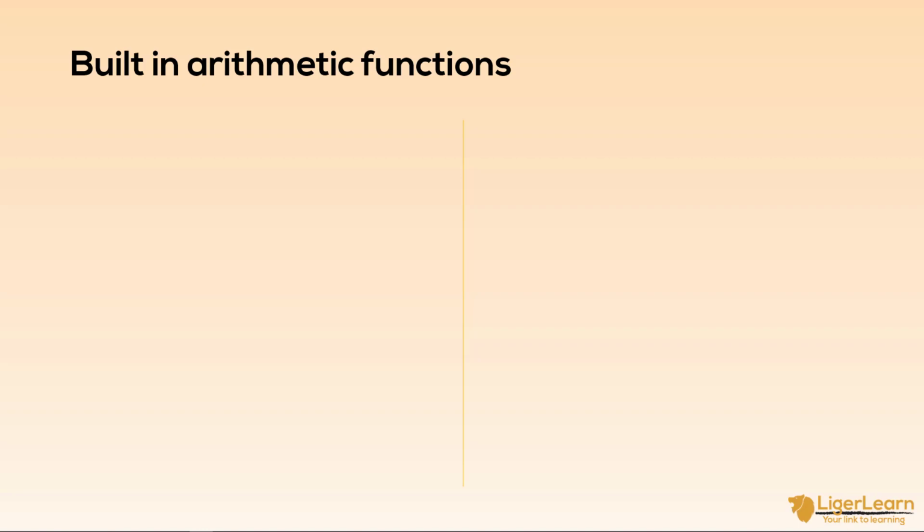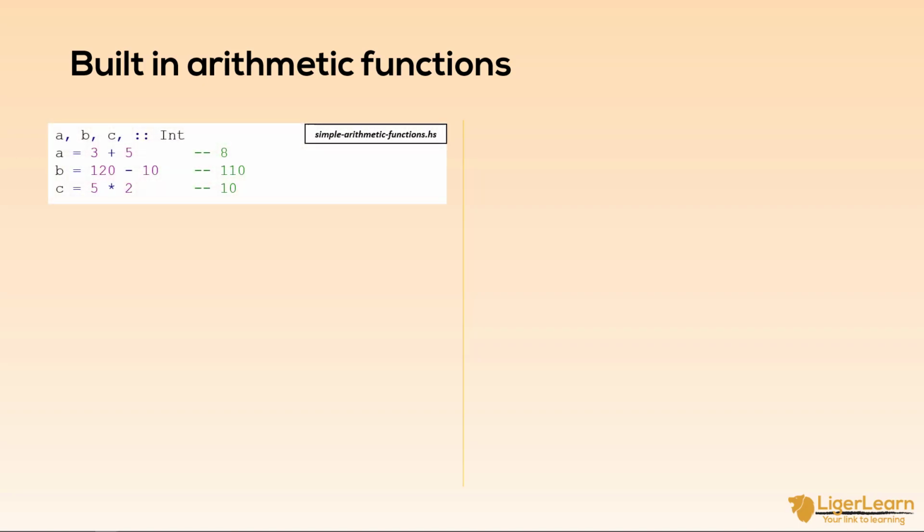Let's quickly go through a number of built-in arithmetic functions in Haskell, which you would expect any programming language to support. You can use addition, subtraction, and multiplication as you would expect, and as we have seen in previous code examples. In these examples, we are operating on two ints and returning an int, and so the type signature of int is satisfied.